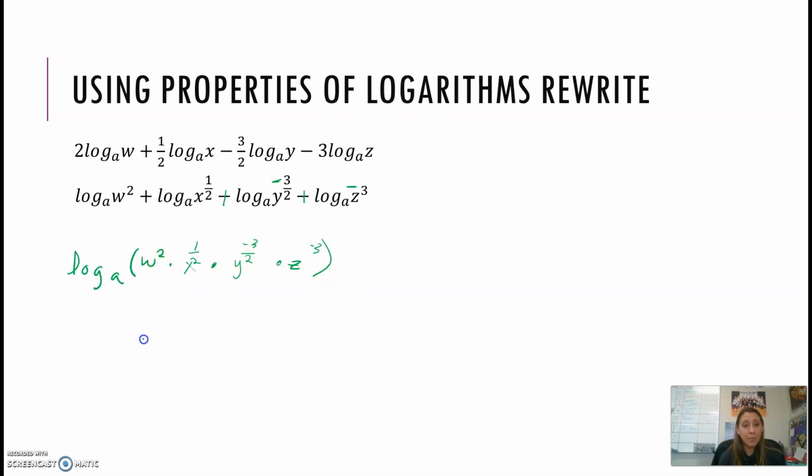So then I end up with log base a of w squared x to the 1/2, because those are all positive, and then I got to move this y to the negative 3/2 to the bottom, so now it becomes positive. And I got to move the z cubed, or negative 3, to down here, and it becomes positive, and then I just have to put all of this in parentheses. And that is my final answer. So notice that we get the same thing, but we have to make sure that we do either what I did the first time or this one.